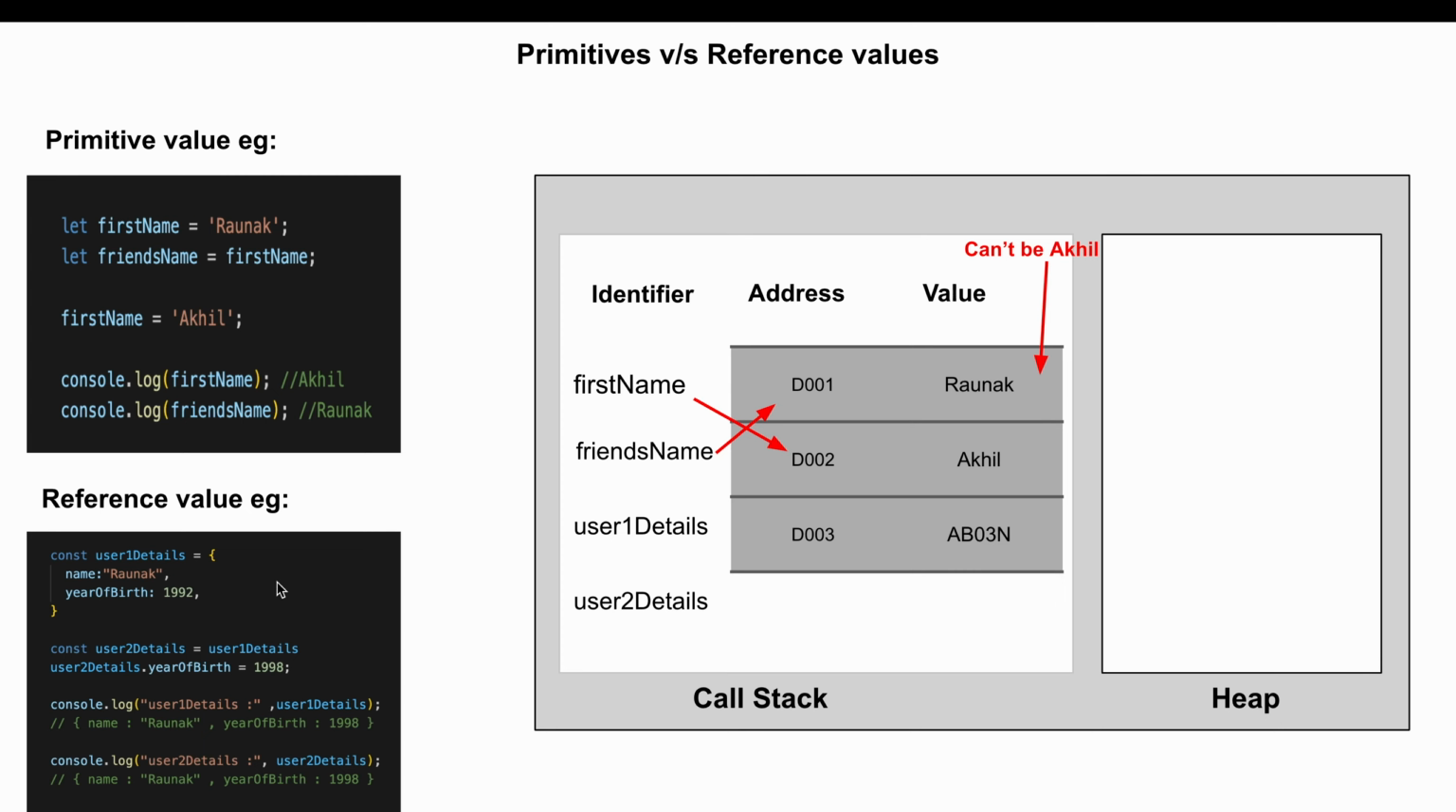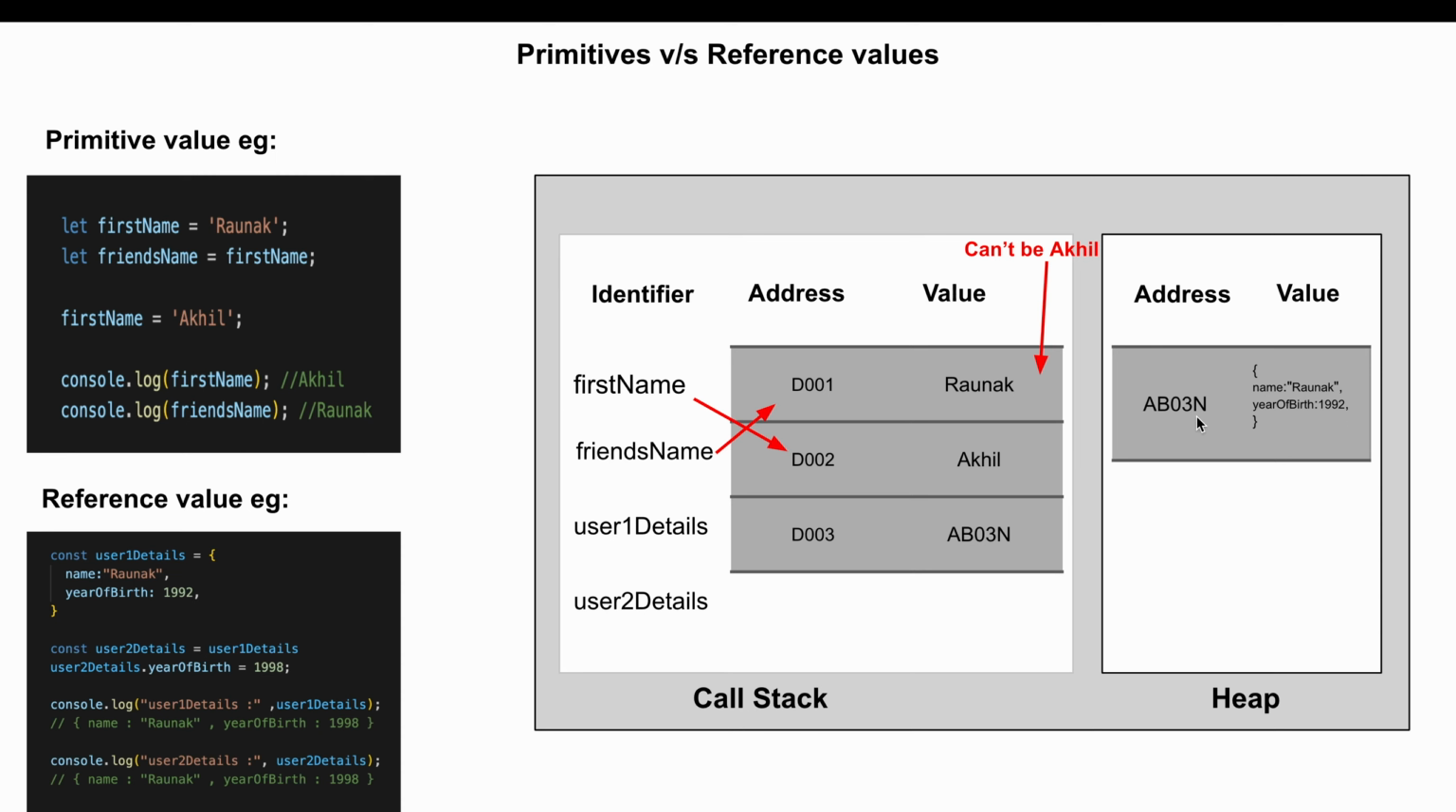So as soon as we create the user1Details variable, a new address will get generated, obviously, right? And I have told you that objects or the bigger values whichever we create get stored in the heap. So the same thing will happen here. This object will get stored in the heap in the same way the primitive values get stored in the call stack execution context. We have the address and the value here.